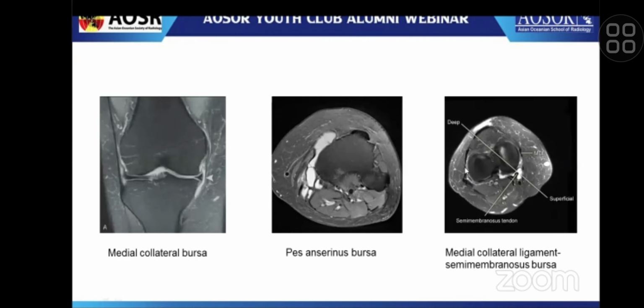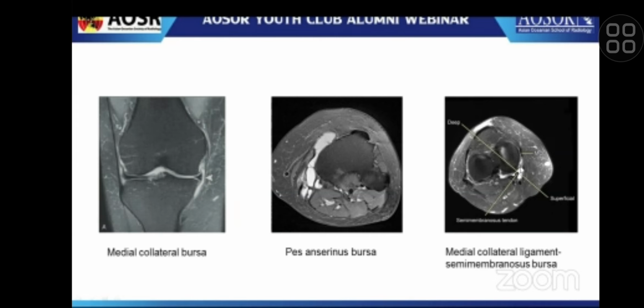And the last one is the medial compartment. The medial collateral bursa is located between the superficial and deep layers of the medial collateral ligament, and the pes anserinus bursa is located between the tendons of the pes anserinus. And the last one, the semimembranosus bursa, is located just lateral to the semimembranosus tendon and medial collateral ligament, just so as not to confuse it with the Baker cyst.